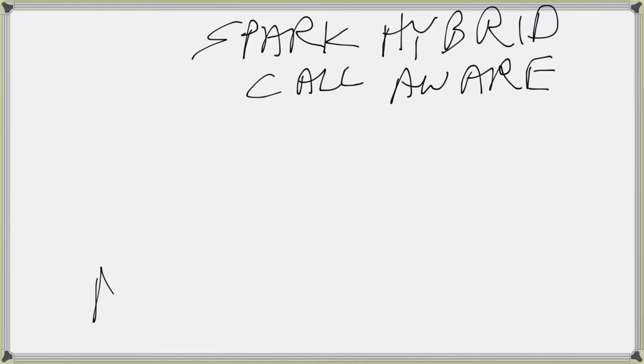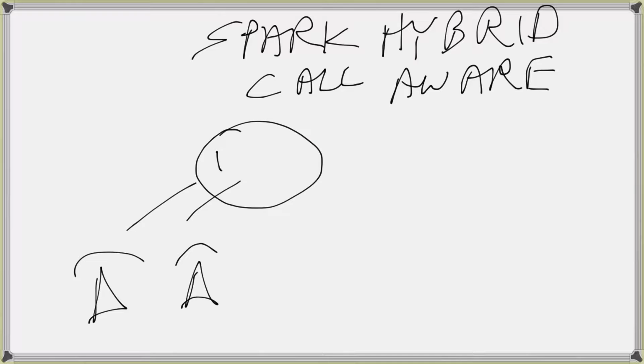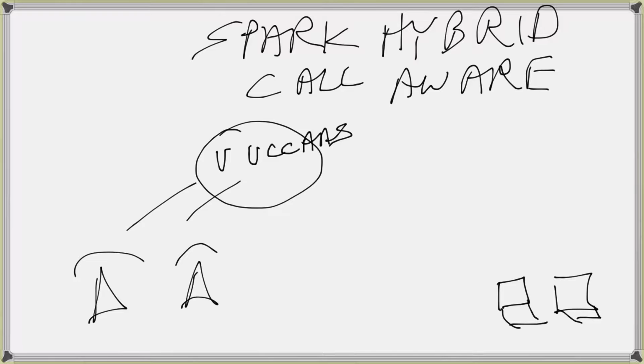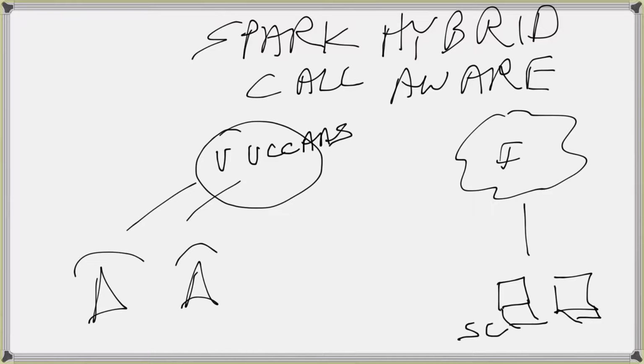Before we do the demo, let me just explain it. Let's say we have two phones. These are connected to Verizon UCCaaS or on-prem Call Manager. Then we have a Spark client. I'll just draw a little laptop here. Two laptops. These are Spark clients, and those are connected up to the cloud, the internet, and then over here we have the Spark service.